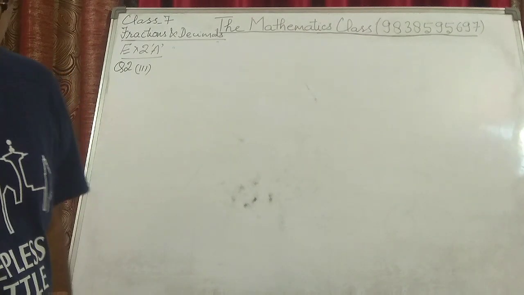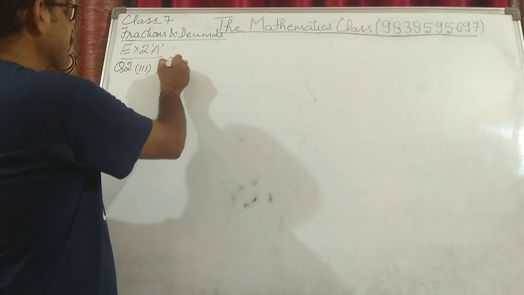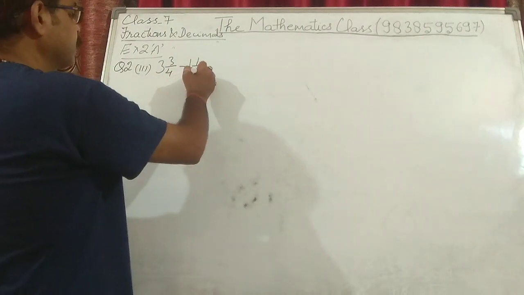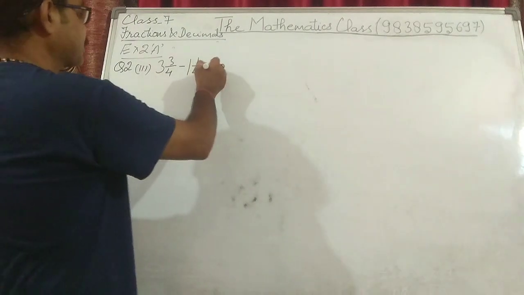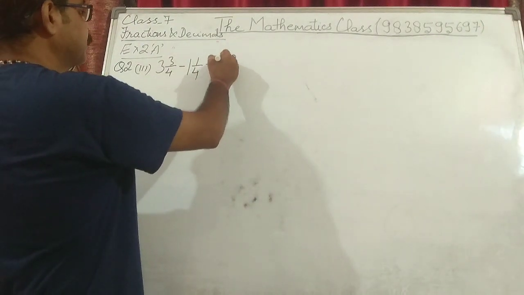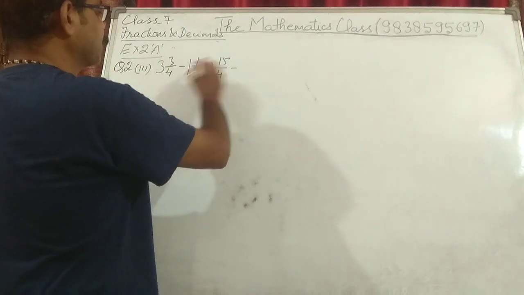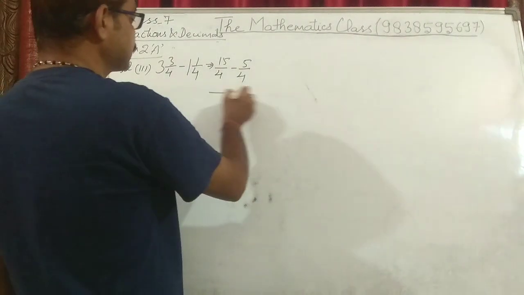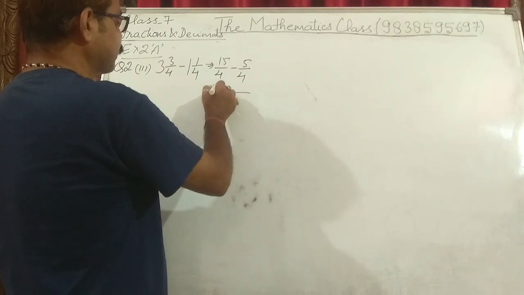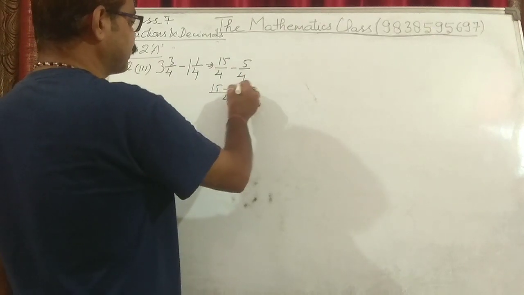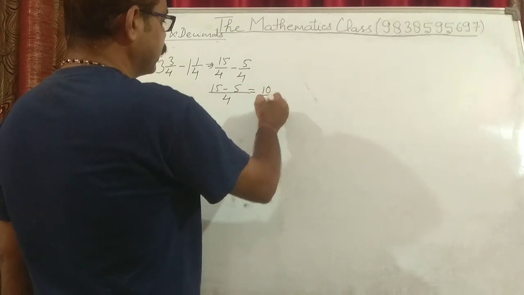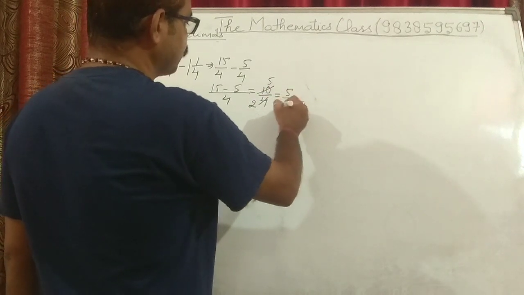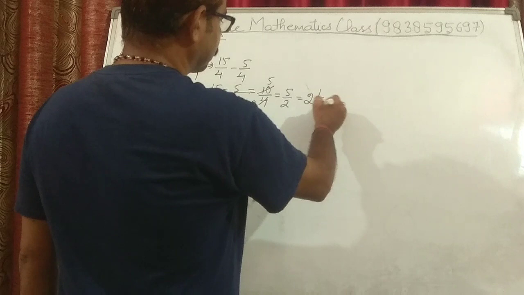Question number 2, third part. 3 whole 3 upon 4 minus 1 whole 1 upon 4. First of all, we will convert it into an improper fraction, that is 4 threes are 12, 15 upon 4 minus 4 and 1, 5 upon 4. Now these are like fractions, so the LCM will be 4. 15 minus 5 is 10 upon 4. If you want to reduce it, 2 fives are 10, 2 twos are 4, it is 5 upon 2. When you solve it, it will be 2 whole 1 upon 2.